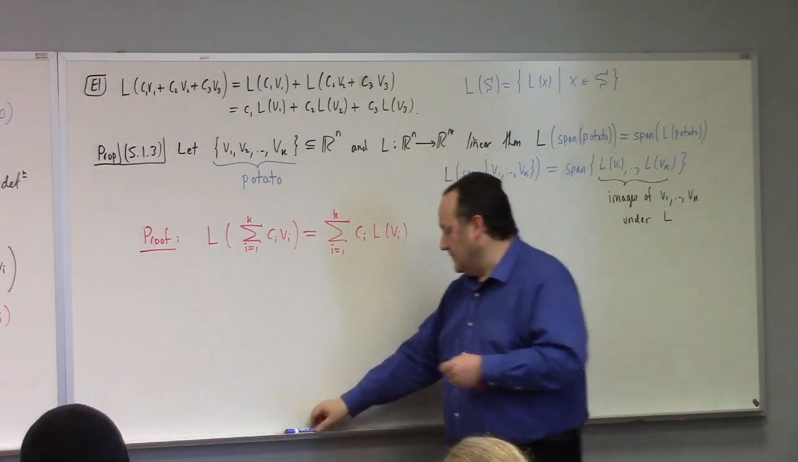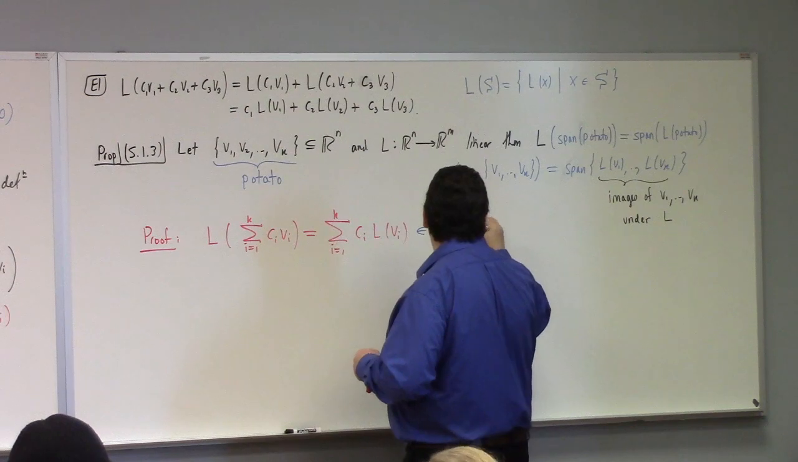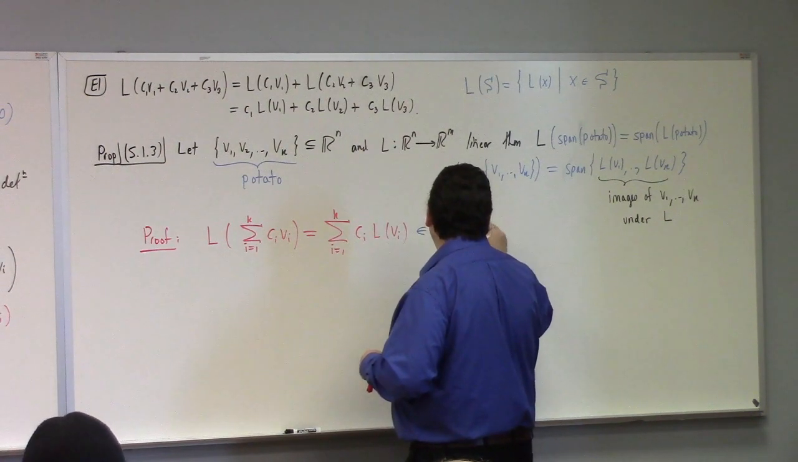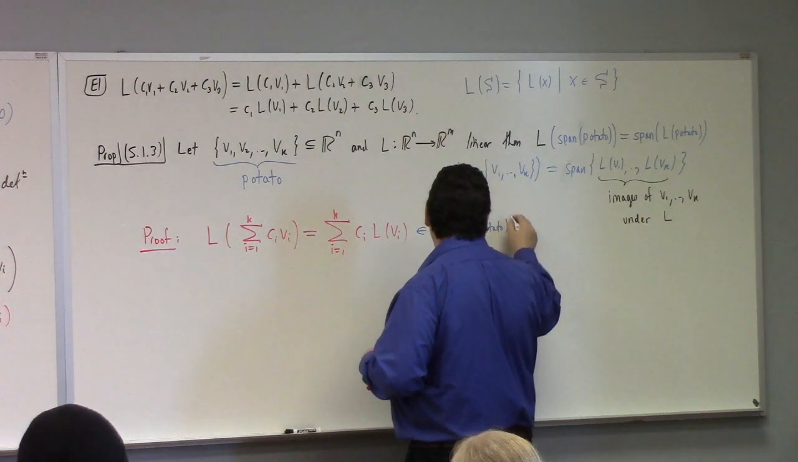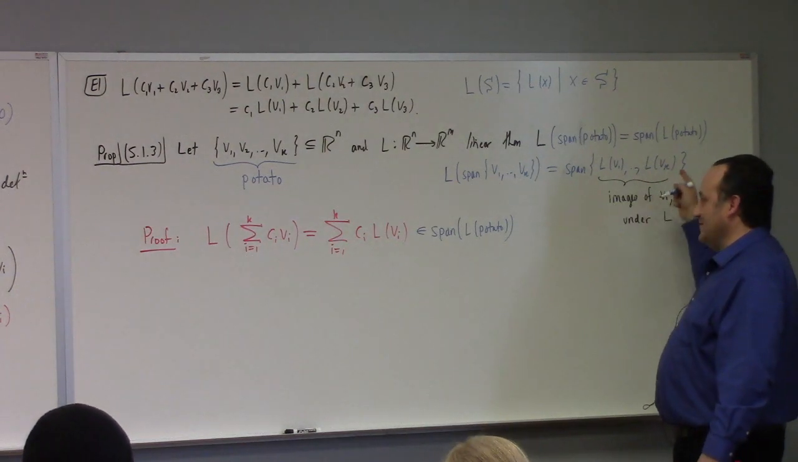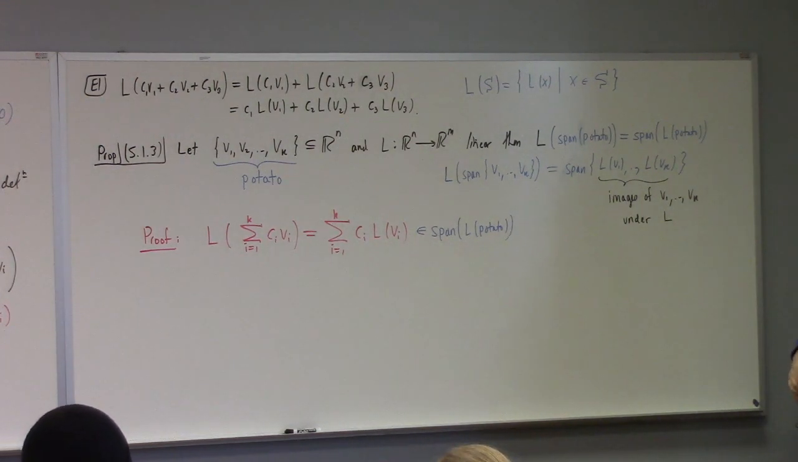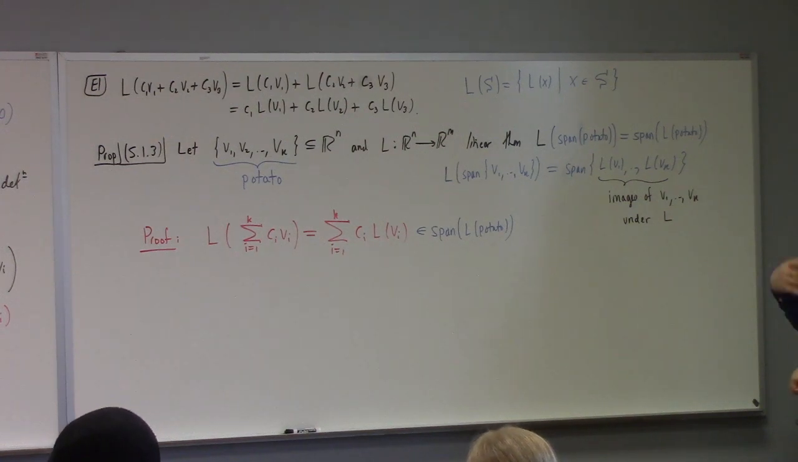And this right here is an element of what? It's an element of the span of L of potato. Which I probably should just write out what it is, because writing L of potato is about the same amount of writing as writing this, which is probably more instructive. But this is hilarious, so I'll leave that. Okay, anyway, so that's it. Linear transformation takes spans to spans. So the linear transformation of a span is the span of the linear transformations, of the image of the linear transformation under the spanning set. So, all right, there's that.